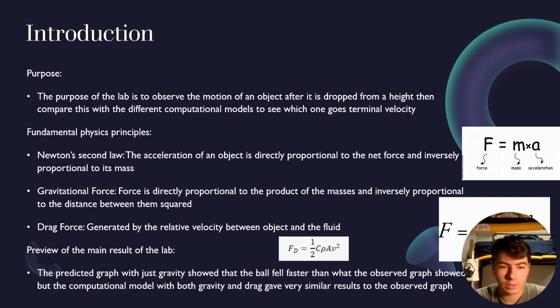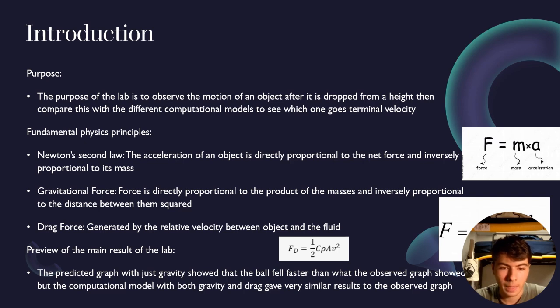Some fundamental physics principles are Newton's second law, which is that the acceleration of an object is directly proportional to the net force and inversely proportional to its mass, also known as F equals ma. The gravitational force, which is directly proportional to the product of the masses and inversely proportional to the distance between them squared, also known as F equals G m1 m2 over r squared, as well as the drag force, which is generated by the relative velocity between the object and the fluid, commonly represented by 1/2 C rho A v squared.